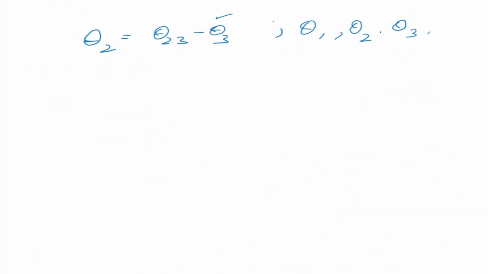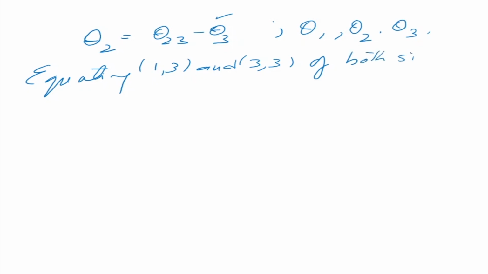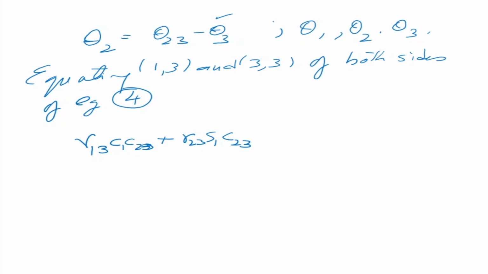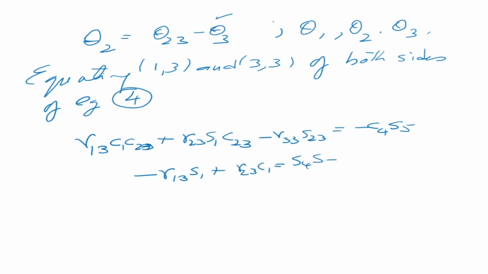And if you do that, so equating the elements 1, 3 and 3, 3 of both sides of equation 4, we get two equations again: r13 c1 c23 plus r23 s1 c23 minus r33 s23 is equal to minus c4 s5, and here we have minus r13 s1 plus r23 c1 is equal to s4 s5. Okay, so this is what we are getting.